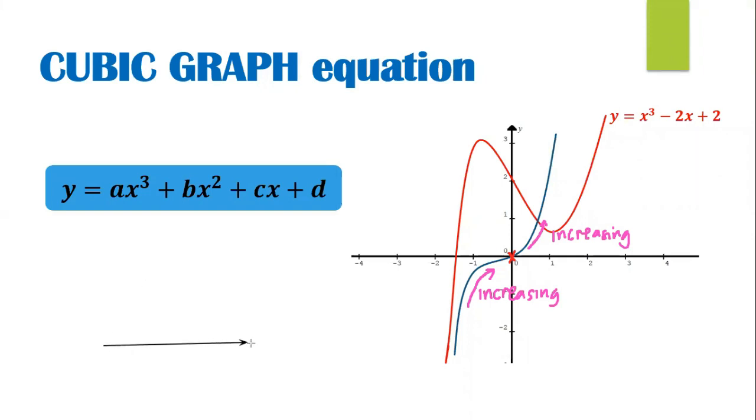Look at this example. This is the XY axis. I want to show you the cubic graph equation. That is one. What about this one? Yes, we call this a cubic graph equation. We draw it on the x-axis and the y-axis.